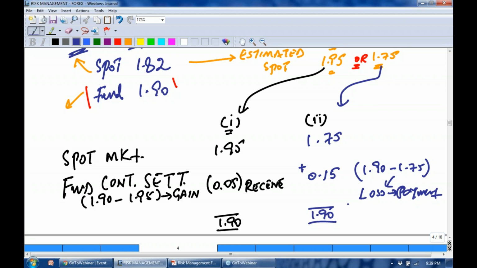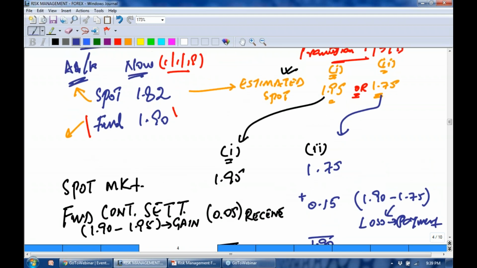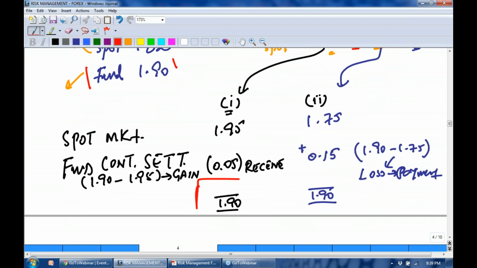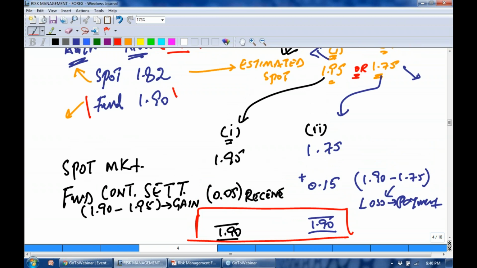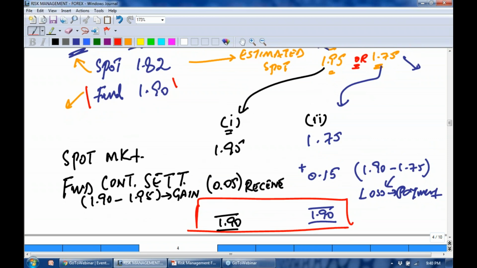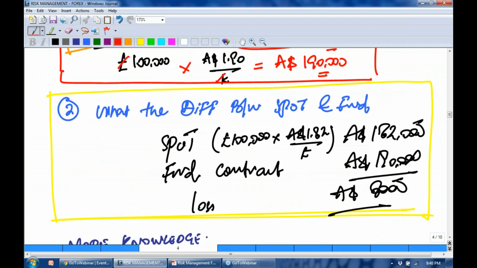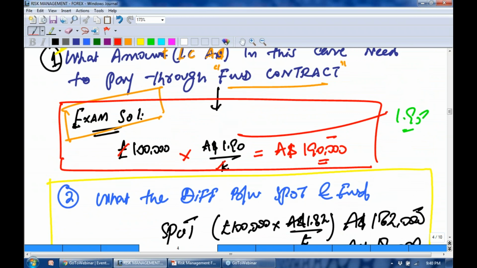I told you earlier, either in first case accident happen, in 1.75 accident not happen. In both of the scenarios, our situation will be flat. After forward contract, our situation will be flat. But this detailed solution is not expected in F9, but in AFM. In any of the cases, 1.9 rate, this is the exam solution. The payment 190,000 Australian dollar with the rate 1.9.